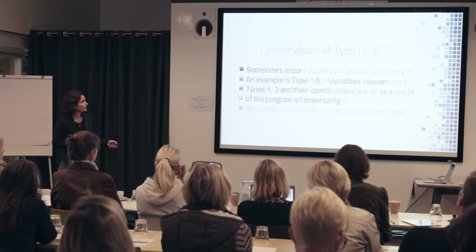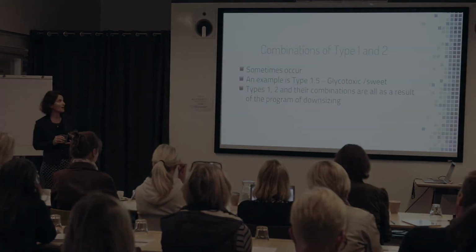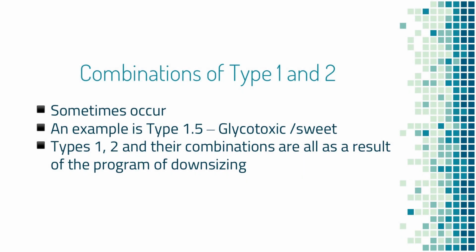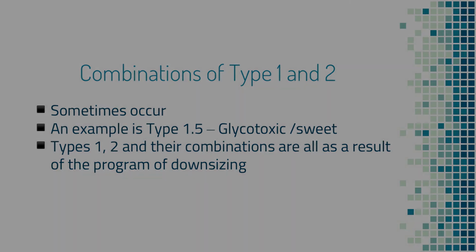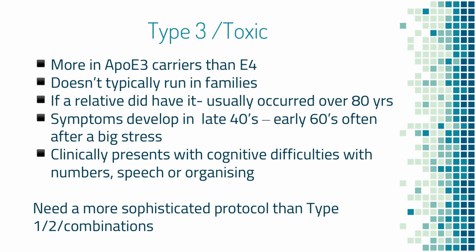And then it's the combination of type 1 and 2, which they call type 1.5, which is the glycotoxic. They've often got features of 1 and 2, then often diabetes, and they call it the sweet type. And then type 3 is the toxic, and often APOE3 carriers have this, but it could also occur in APOE4, and it doesn't typically run in families.